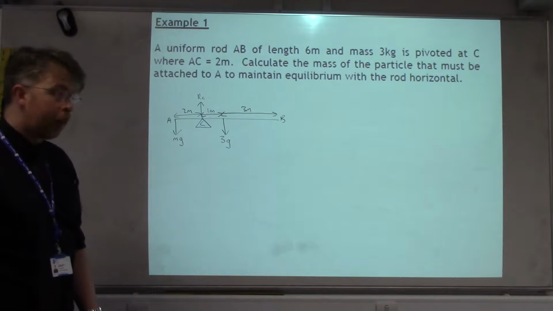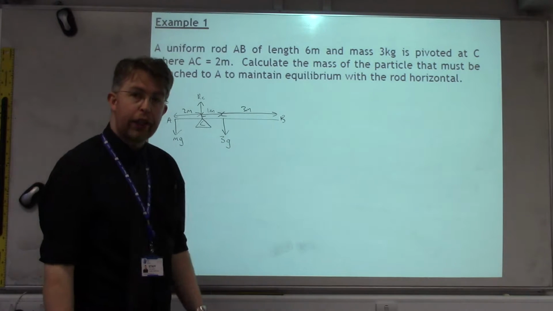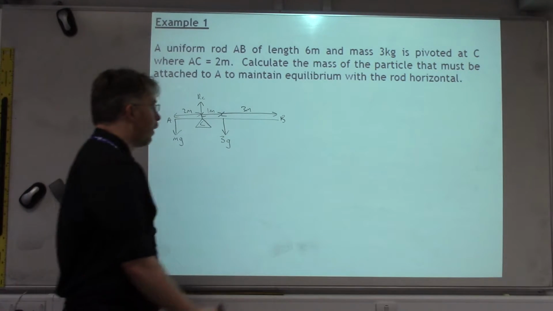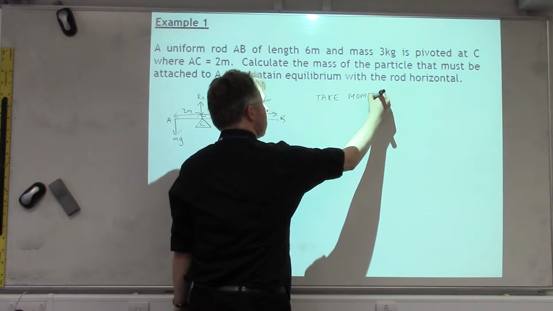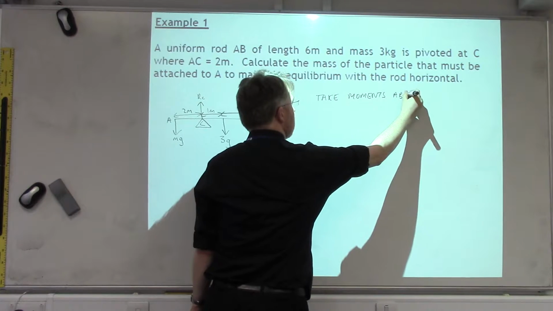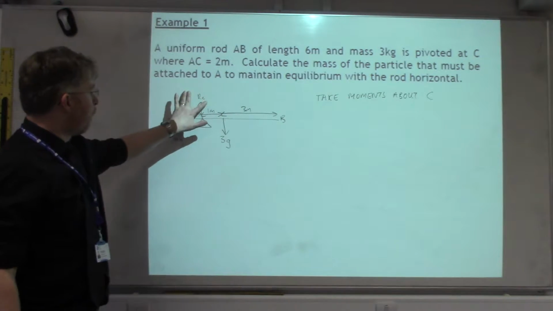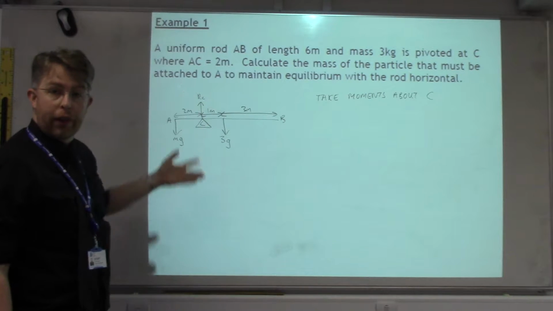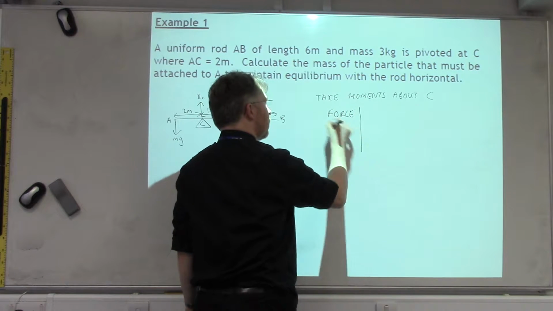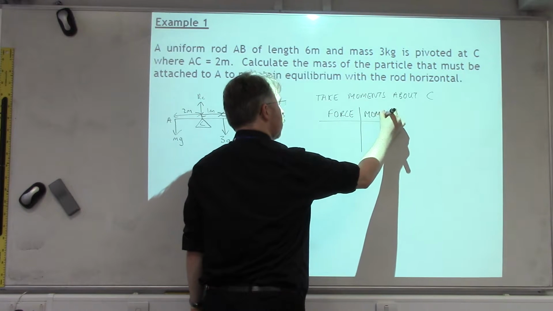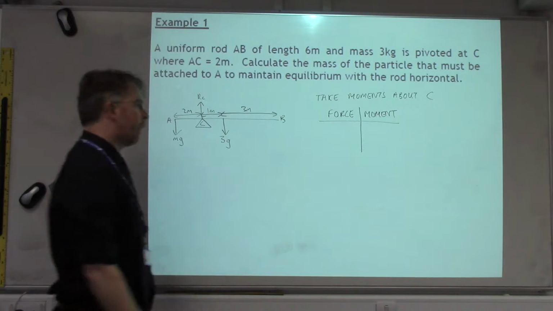Now we want to find the mass of the particle. We don't care what RC is, so basically the easiest way to create an equation where M is the only unknown is to take moments about C. By taking a moment about C, the moment of RC will be 0, so we can ignore it. So again, we do my little table. So we've got 3 forces, mg, RC and 3g.